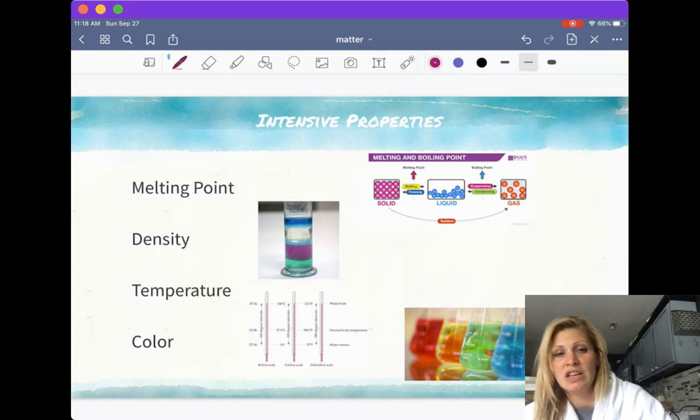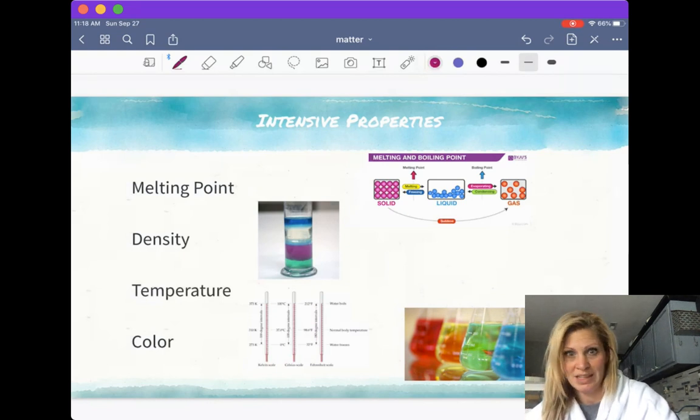and temperature and color. So none of that changes with the amount. It only changes with the identity. So when I change the type of matter I'm dealing with, I'm going to change those values.